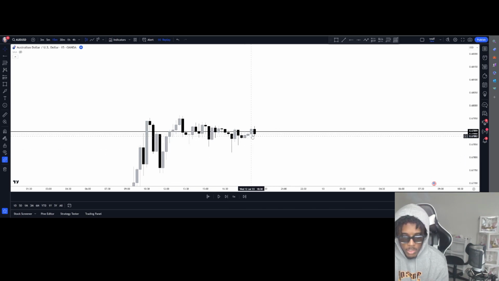This here would be a bullish engulfing candlestick, right? So you could have got in for a buy here.